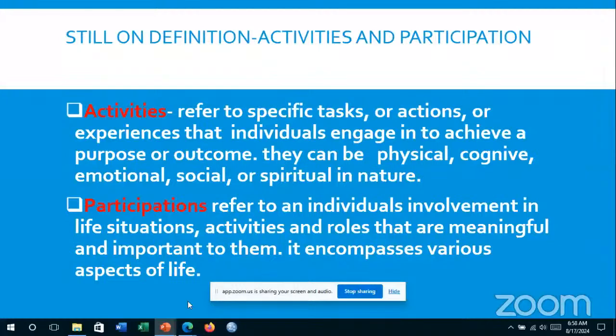Activities, what do they mean? They refer to specific tasks or actions or experience that an individual engages in to achieve a purpose or outcome. It can be physical, it can be cognitive, it can be emotional, it can be social, it can also be spiritual. Participation refers to the level of involvement in situations, activities, and roles, but those roles must be meaningful to the patient.